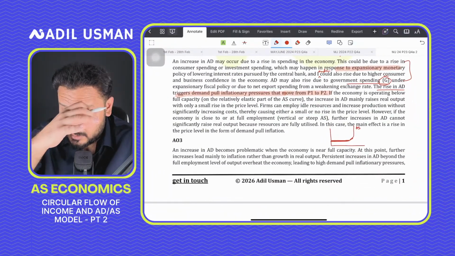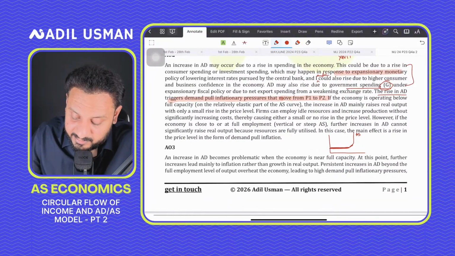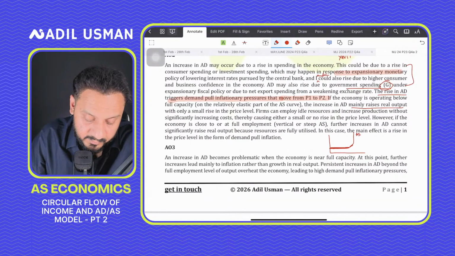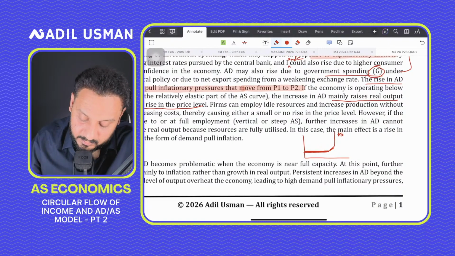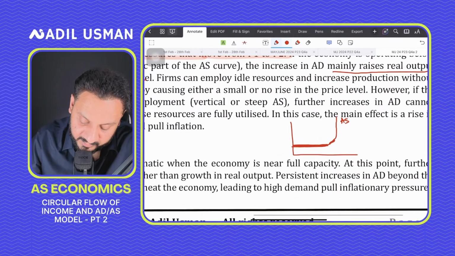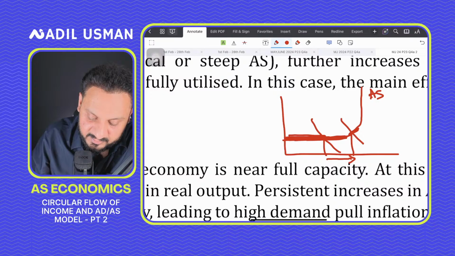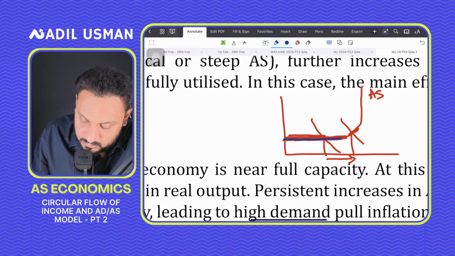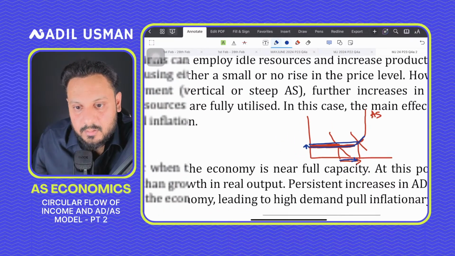So that's what I've written, that if the economy is operating below full capacity, the increase in AD mainly raises real output with only a small rise in price level. So let's say if you're over here and AD goes up, so real GDP goes up, but prices aren't really going to go up. They're going to go up to a very, very small extent, but there's a rise in real GDP here, right?